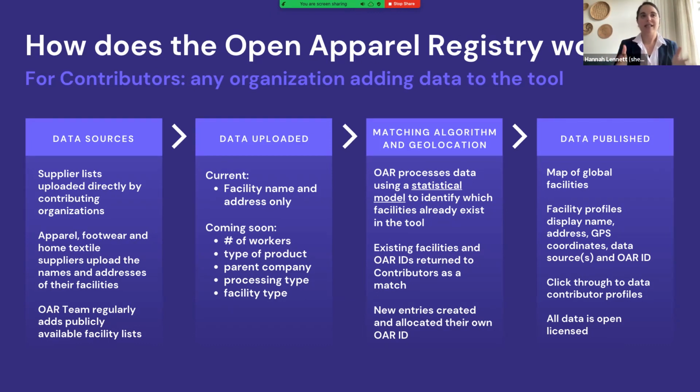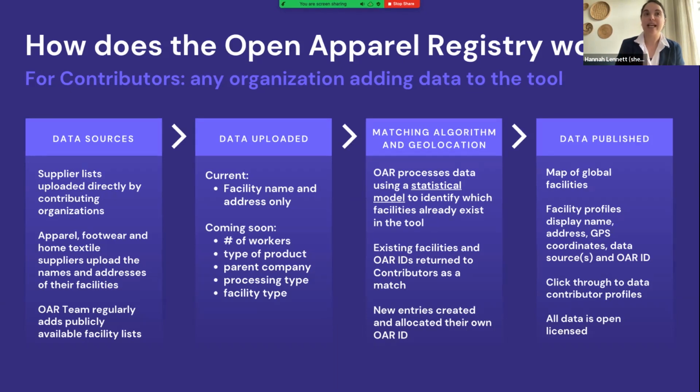And in terms of what is uploaded, right now we only accept facility name and address data. So there are 3 columns in that CSV that you upload: country, name, and address for each of your facilities. It's very simple. As we will talk about later in this presentation, we are soon going to be releasing the ability to contribute and search by number of workers, type of product, parent company, processing type, and facility type. And we will give you more information about how that will work.